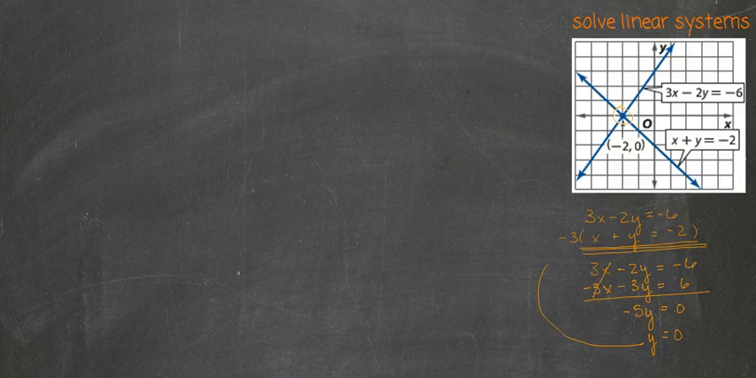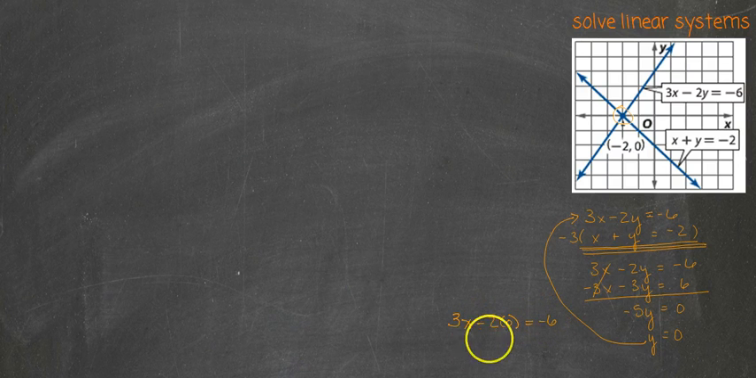Now, to find the x value, I'm going to plug it back into either of the original equations. I'm going to choose this one. So I have 3x minus 2 times 0 equals -6. So 3x equals -6, so x equals -2, and in fact that is the x-coordinate of our graph.